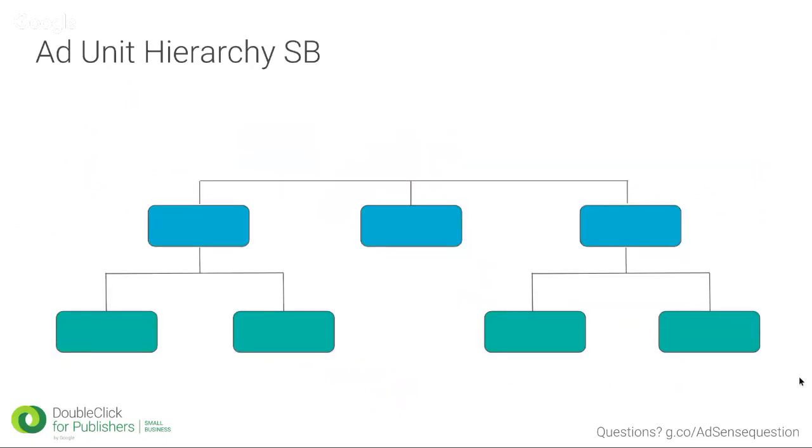So as I mentioned before, the ad units are like folders or subfolders, and DFP Small Business offers two levels of hierarchy for your inventory. They operate in a parent-child relationship, so anything targeted at the top level will automatically default to targeting the lower level child ad units.